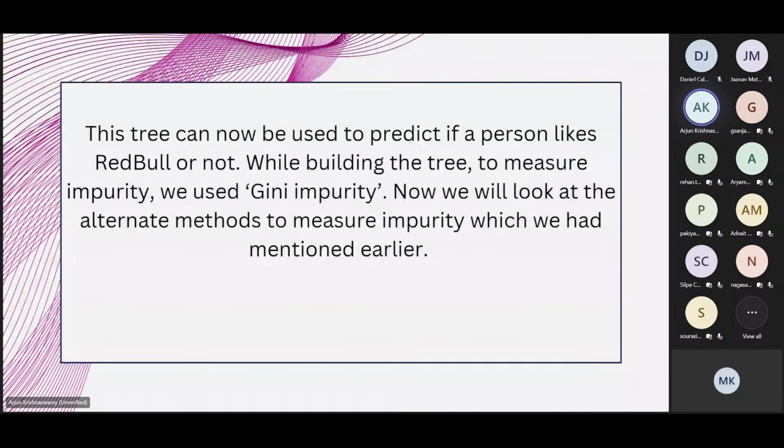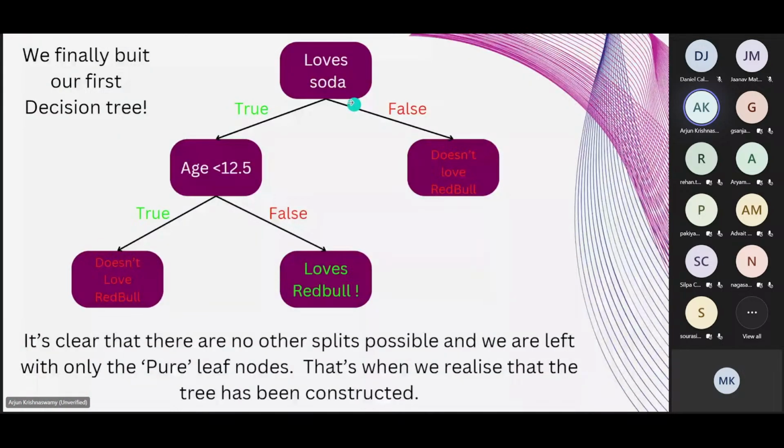Yeah, so now this tree can be used to predict if a person likes Red Bull or not. I'll show you why this does a good job. Suppose you have a person who likes soda and is aged, say, 15. So he likes soda and he's aged 15, so he loves Red Bull. Given a new person with some likes and dislikes and his age, we are effectively able to predict if he loves Red Bull or not using this.